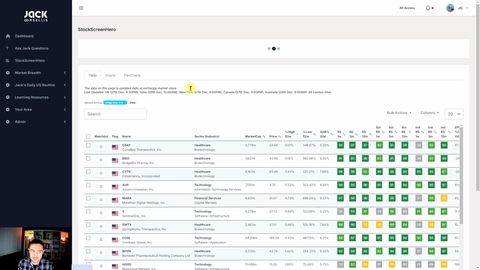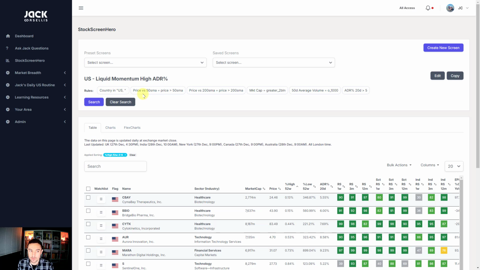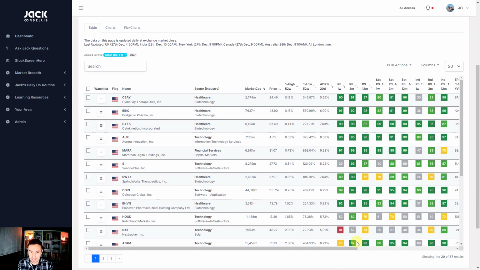You can see the parameters that I put in. The criteria: country, US, price versus the 50-day and the 200, I want it to be above. I want the market cap above 2 billion. I want the 50-day average volume to be above 1 million. And I want the 20-day ADR percentage to be greater than 5. That's going to give me a list of stocks. With the US stocks, we've got around 5,500 stocks, and we've taken it down to 57 stocks.